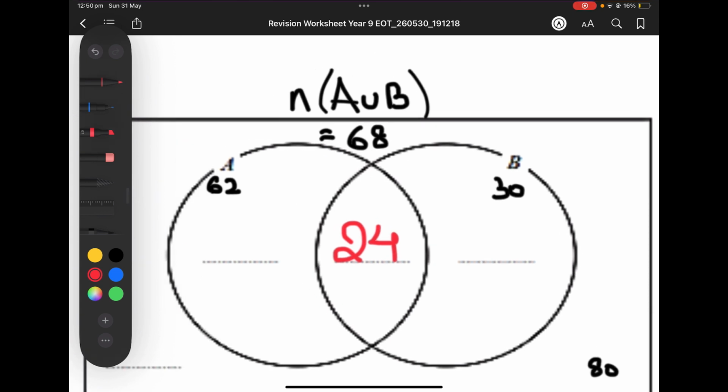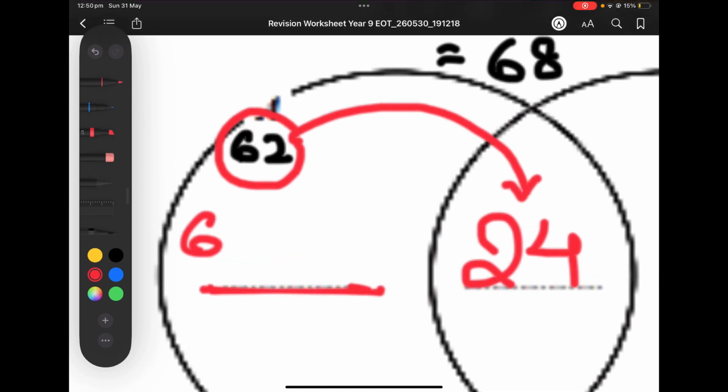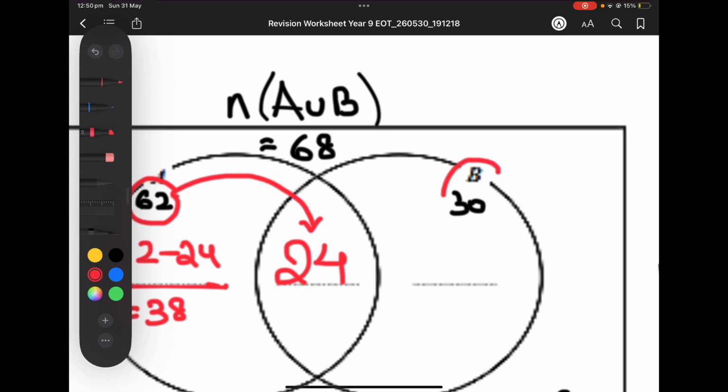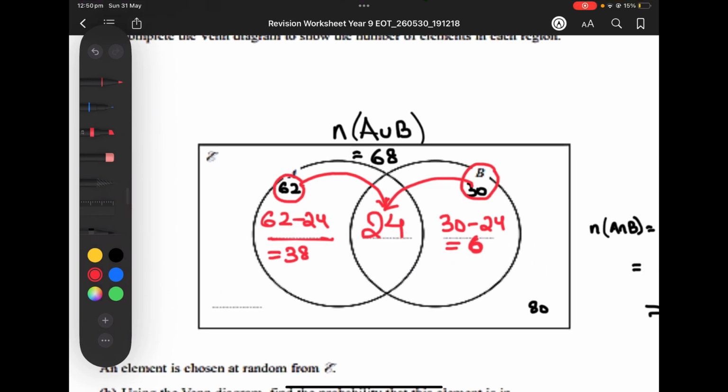Now listen, A had 62. From that, 24 have gone into the common area. So how much is left here? It is 62 minus 24, and that is 38. So A only is going to be 38. The same applies here. B was 30. From that, 24 have gone into the common area. So 30 minus 24 is equal to 6 would come here.